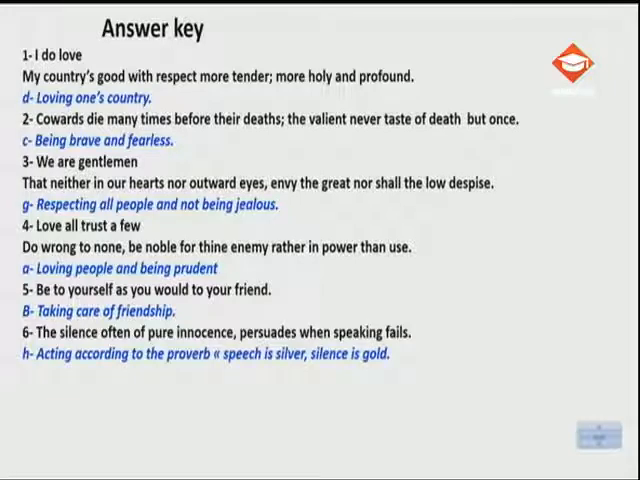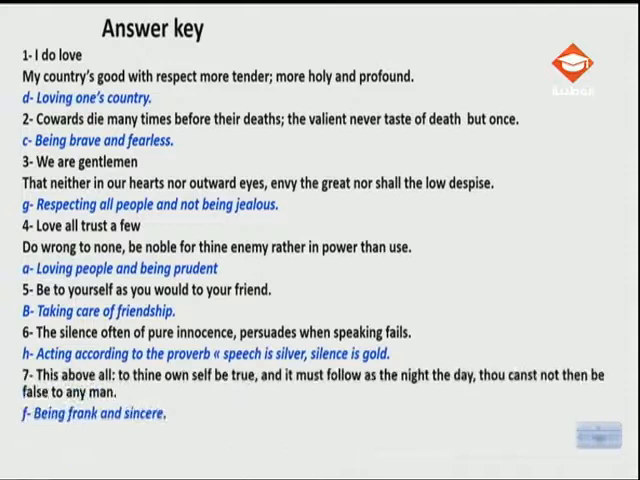And you said it's about speech is silver and silence is gold. And you said we have got an equivalent one in our native language. Seven, this above all, to thine own self be true, and it must follow as the night the day, thou canst not then be false to any man. Typically Shakespearean English, yes. But in spite of that, you managed to decode the statement, and you said it goes with being frank and sincere. You taught us how to guess from context.